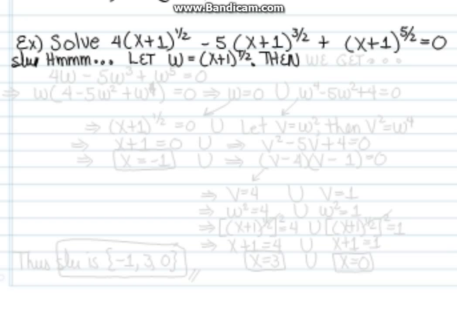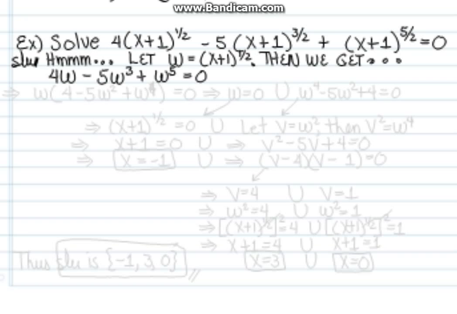Now, why did I choose that? Because look what happens. From that we can get 4w - 5w^2 + w^5 = 0 by making that particular substitution in the given equation. Now, I know it's hard to see, but think about it.